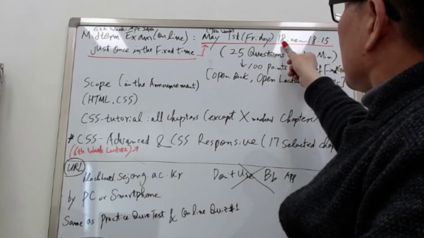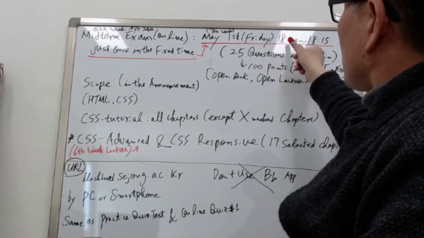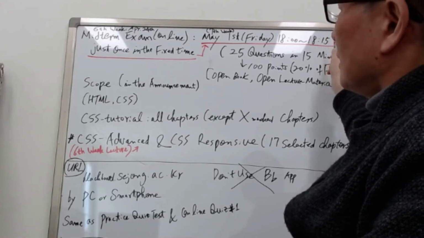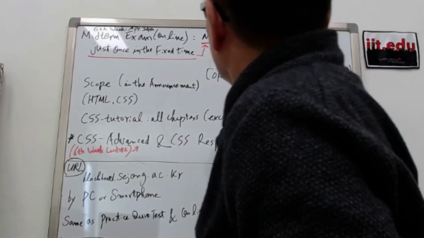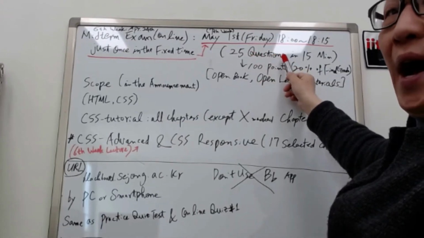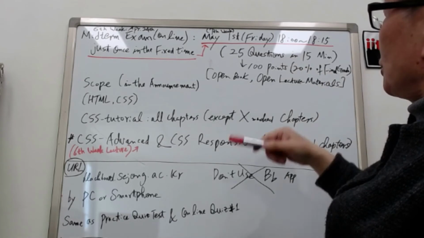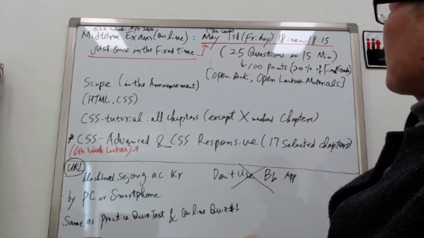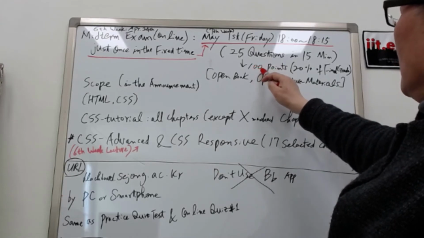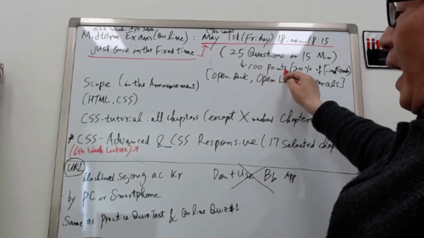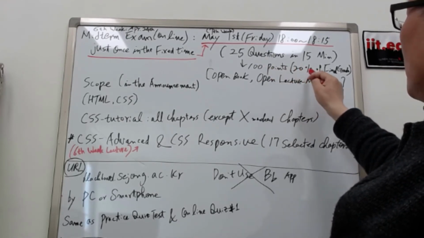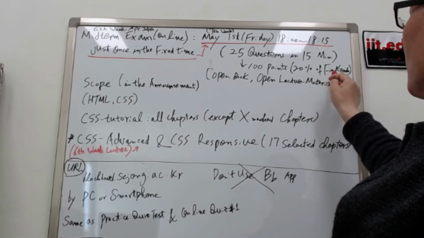The time is fixed from 6 o'clock in the afternoon until 6:15, for 15 minutes. The number of questions will be 25. Thus, you should solve as soon as possible, as fast as possible. The points will be 100, and your points will be used for 20% of the final grade.